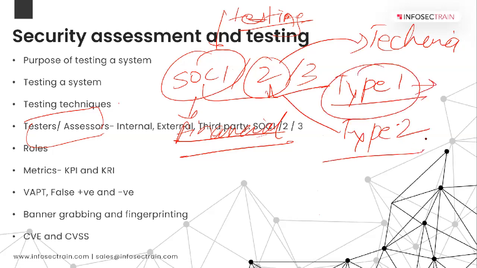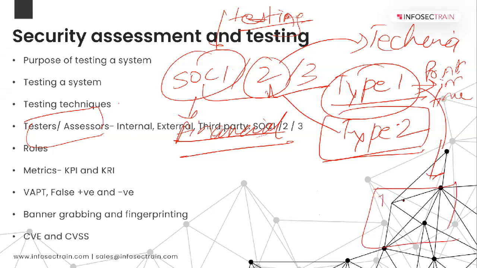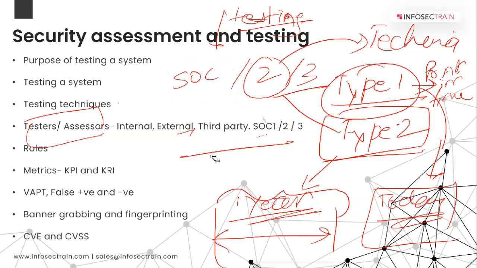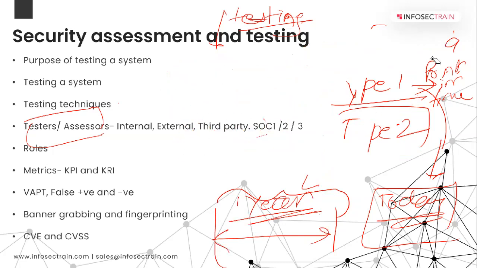Type 1 is a point in time report. What does point in time mean? I went today for audit and my report is based on the observation made today itself. That is my point in time. Type 2 is based on the data gathered over a period of time, which is typically a year. I've collected the data throughout the year and then figured out my report. So generally, what is of interest to us is SOC 2 type 2 reports.